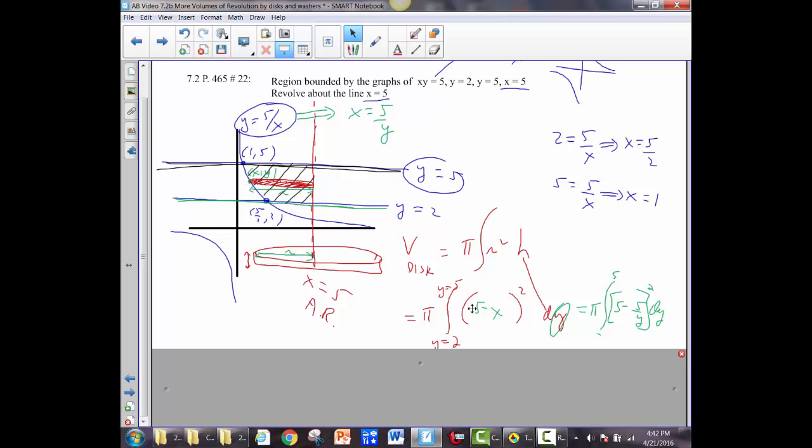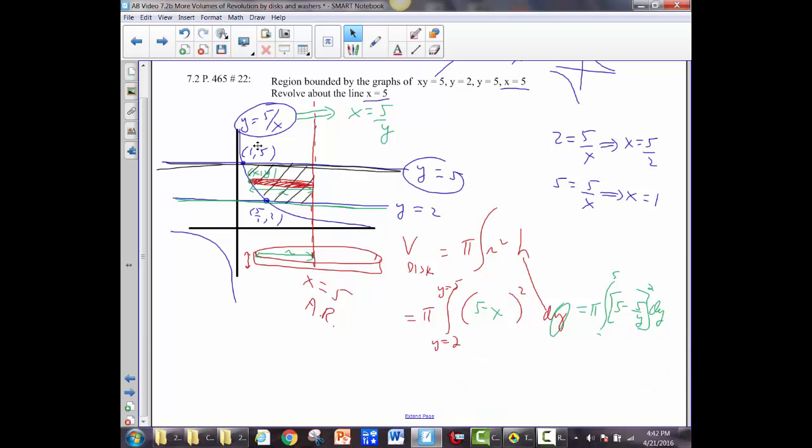We square that. That's dy, but I can't leave the x. I go back. If xy equals 5, then x equals 5 over y. So you have to replace your x by 5 over y.